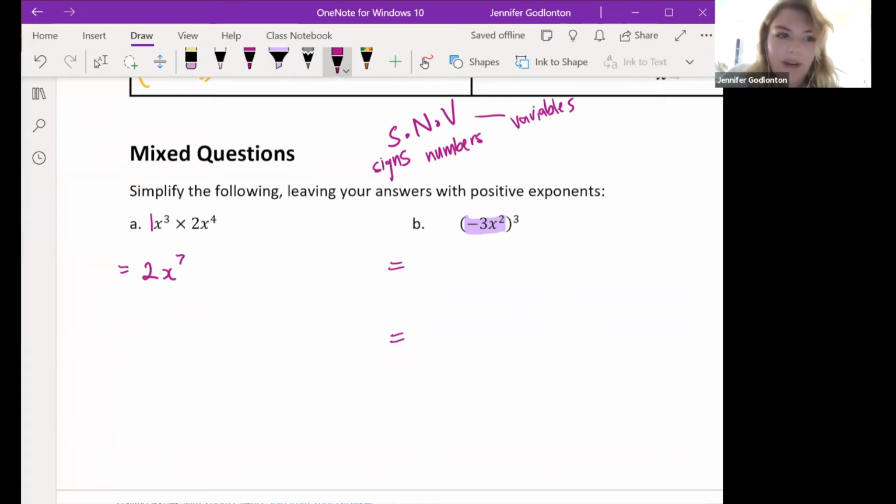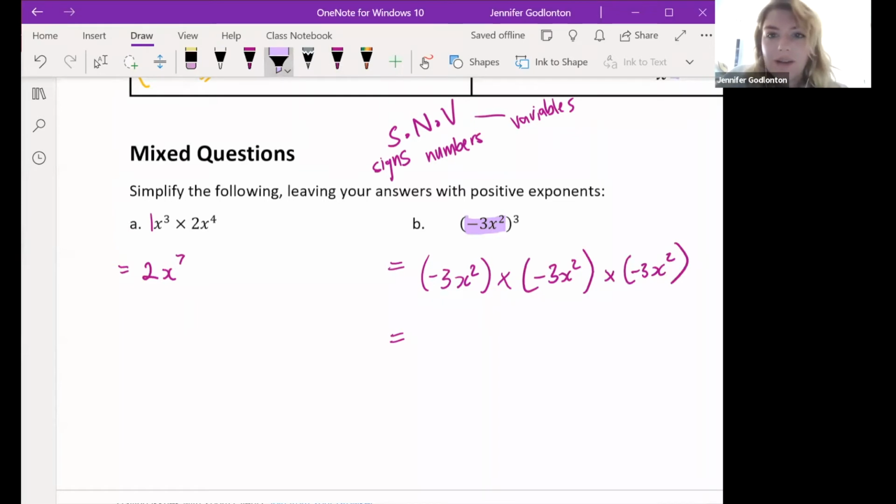This is when we say, when in doubt, write it out. Okay. It takes 10 seconds to write this out, and it is worth your time. So we're going to say -3x squared times -3x squared times -3x squared. And you don't need to keep these in brackets. I'm just putting them in brackets so you can see what to do. Okay, so all we've done is we've written it out 3 times because it's to the power of 3.